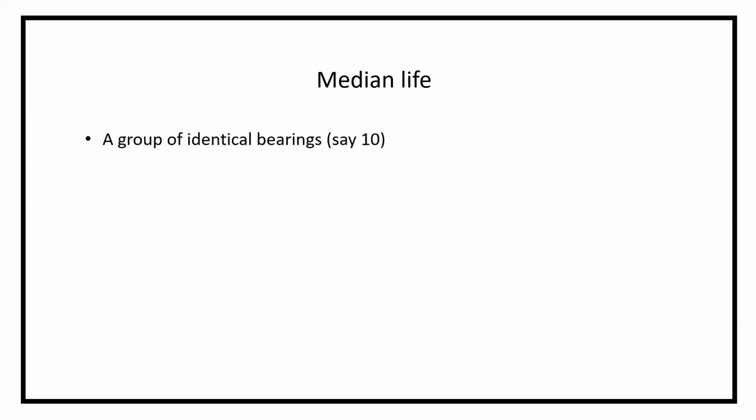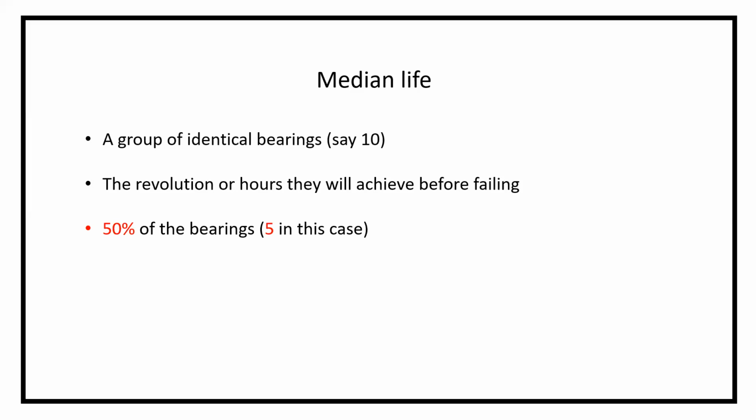At first, we will also take a group of bearings, say 10, and the revolutions or hours they will achieve before failing, definitely we will count on that. And 50% of the bearings will achieve a certain amount of revolutions or hours before they fail, and that is called the median life.